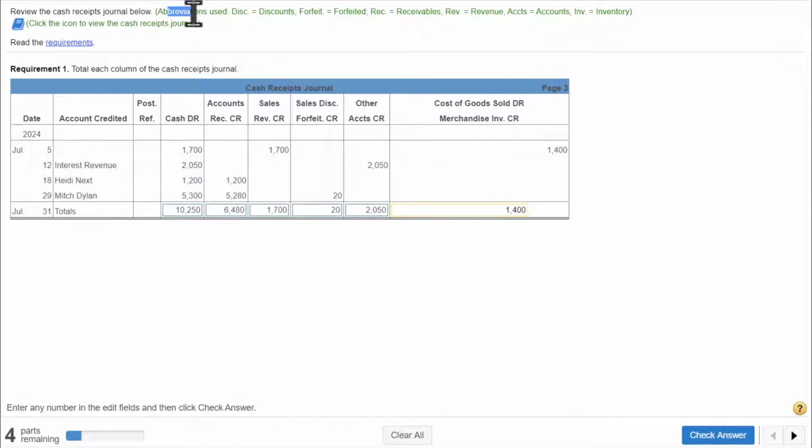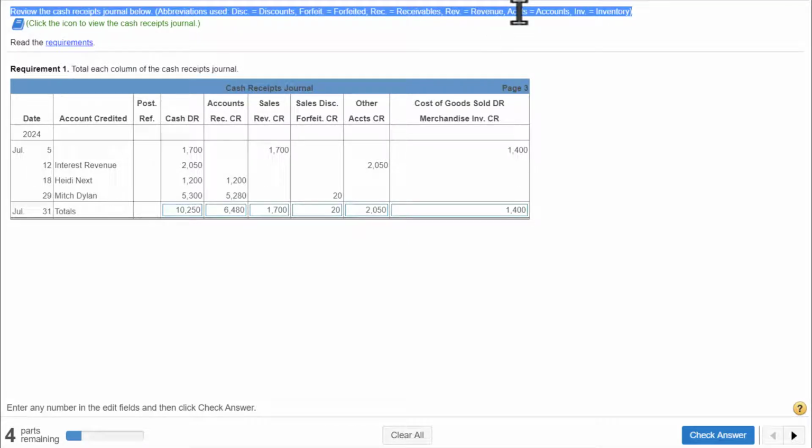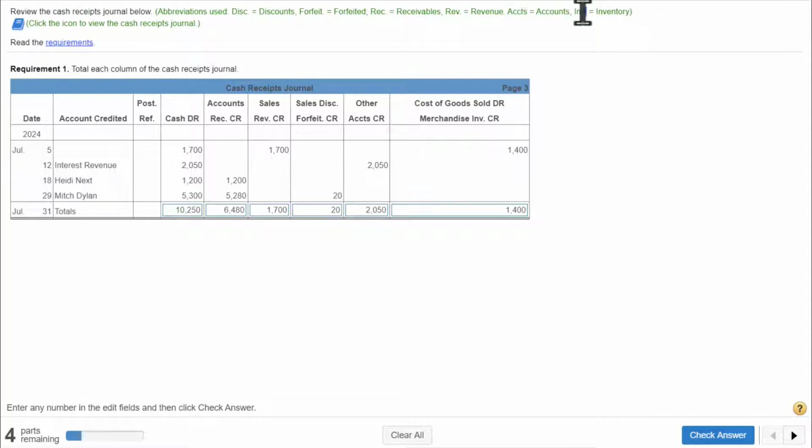Also, don't forget, if you're confused about the abbreviations, DISC stands for discounts. FORFEIT stands for forfeited, as in sales discounts forfeited. REC, as in this REC here, stands for receivables. REV is revenue, so this is sales revenue. ACCTS is accounts. INV is inventory. All right, so we're going to check our answer.